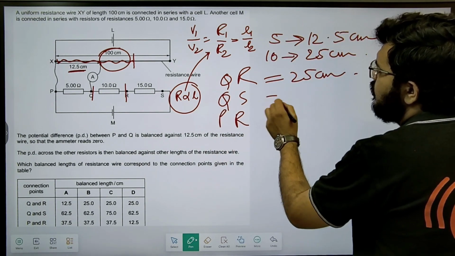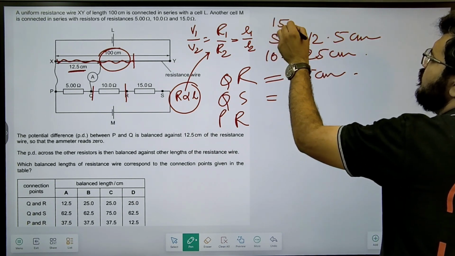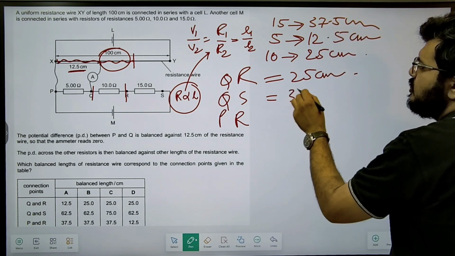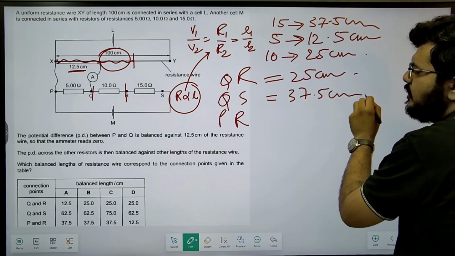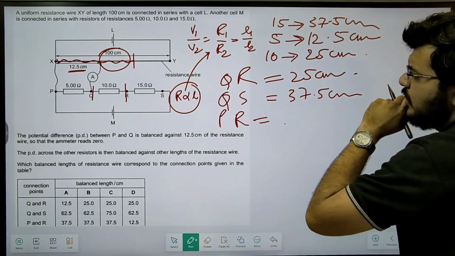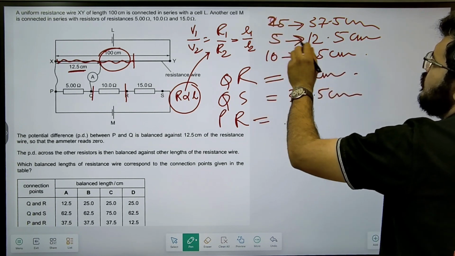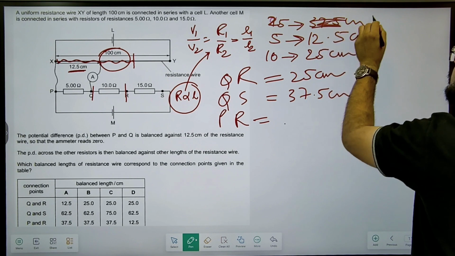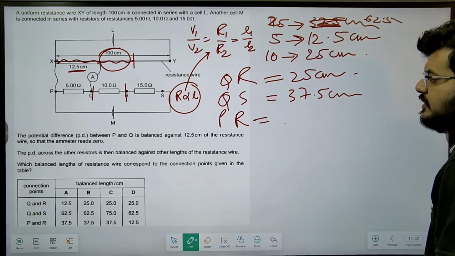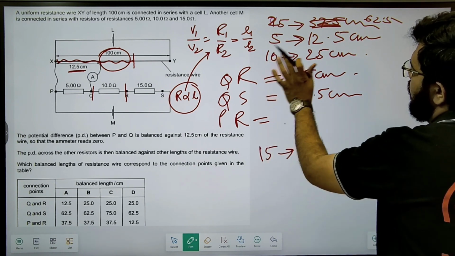Then I have QS. Q and S is 15 ohm. So if 5 is 12.5, 15 should be 37.5 centimeter. So I'll write 37.5 centimeter. Then I have PR. Just a second. QS is not 15, it is 25, right? It is 25. So 12.5 into 5 should be 62.5 here. Okay. And PR, that is 15, right? So 15 should be, as I already said, 37.5.